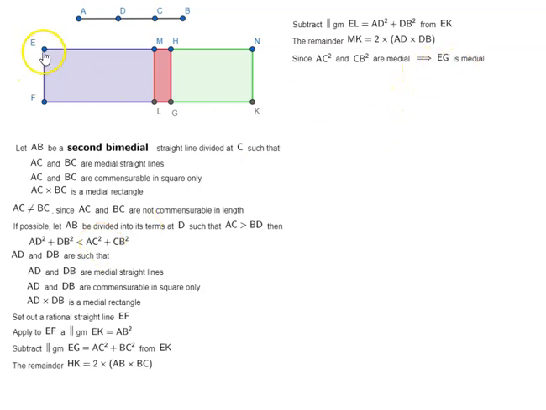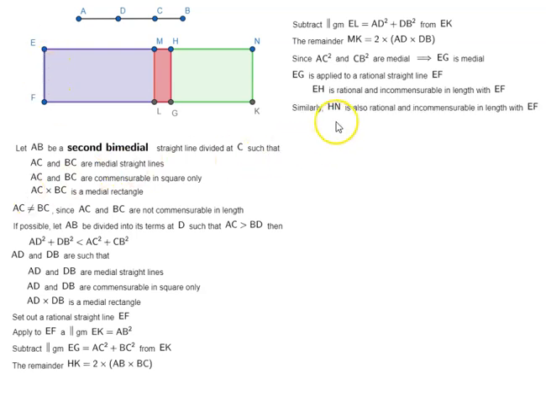Now, since AC square and CB square are medial, which implies EG is medial. EG is applied to a rational straight line EF. So a medial rectangle is applied to a rational straight line EF. That means EH is rational and incommensurable in length with EF. Similarly, HN is also rational and incommensurable in length with EF.